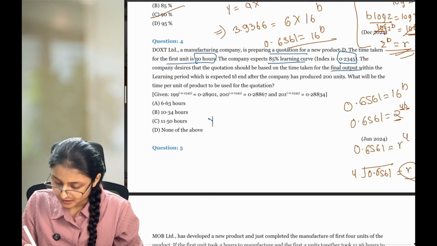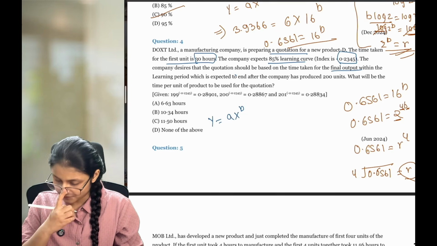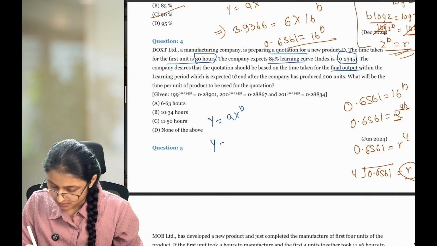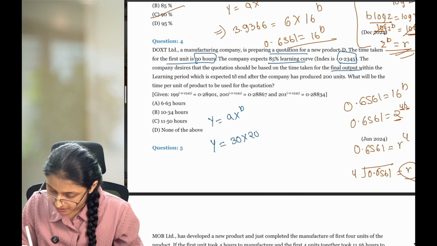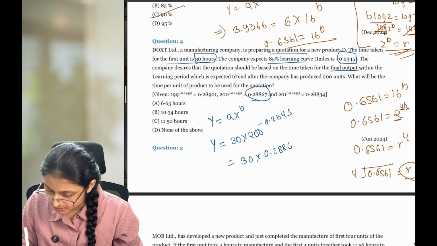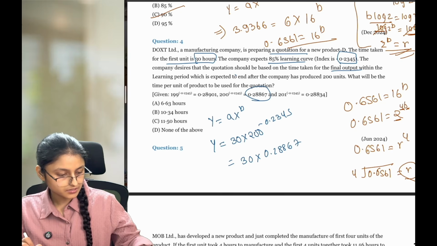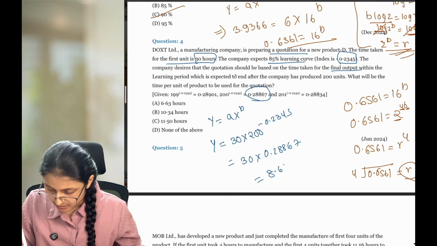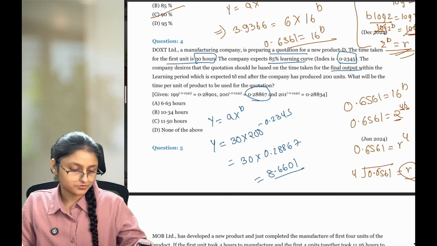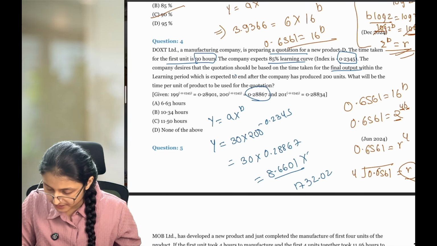So let's calculate that. For this, I need to use y is equal to ax to the power b. First, I am calculating the average time for 200 units. So A is the time period for the first unit, which is 30, multiplied by 200 to the power minus 0.2345 is equal to 30 into, this is given as 0.28867. 30 into 0.28867 is equal to 8.6601. Now this is the average time per unit for 200 units. We want to calculate total time, which is equal to 1732.02. Just multiply this with 200.